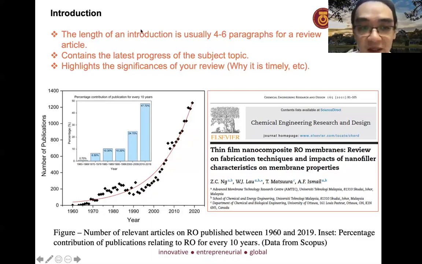It then contains the latest progress of the subject topic. It depends on you. You can show a figure, like our way, of how much publications have increased based on Scopus analysis, particularly for the past 10 years, where the number of publications for a specific topic increased a lot compared to 20 years ago. Then you have to highlight the significance of your review, why it is timely, etc.